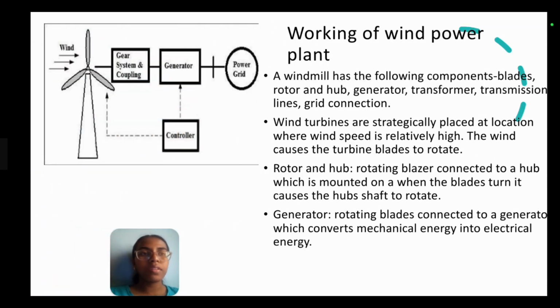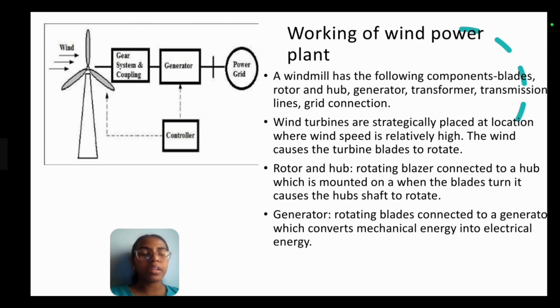Let us look at the working of a wind power plant. A windmill has the following components: blades, rotor and hub, generator, transformer, transmission lines, and grid connection.